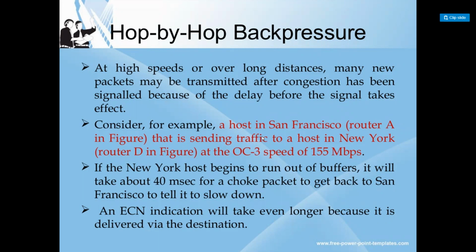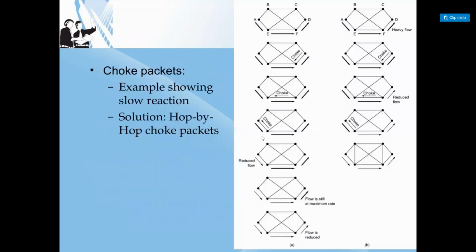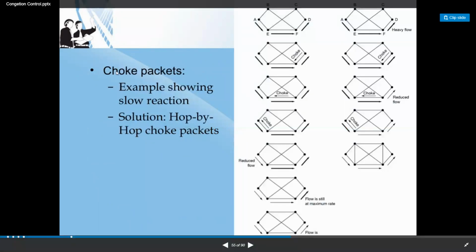Okay, I will show you in the diagram. See, these are the choke packets, an example showing slow reaction. The solution is the hop by hop choke packet. See here, A is the source, which is at San Francisco. D is the destination at New York.